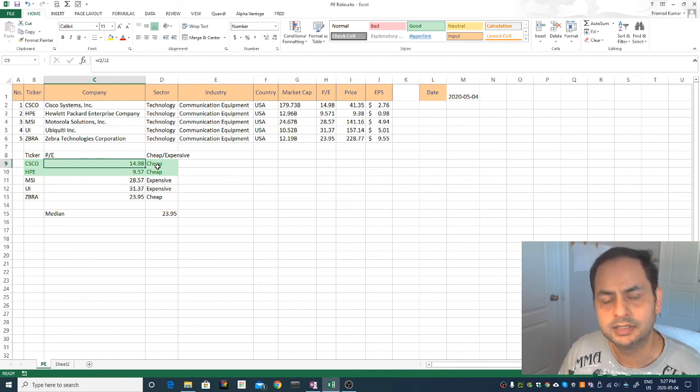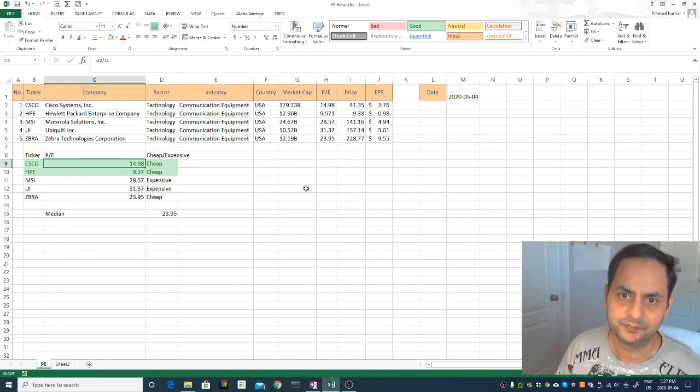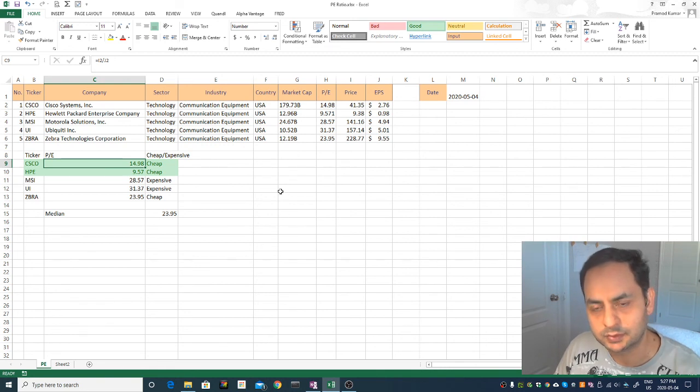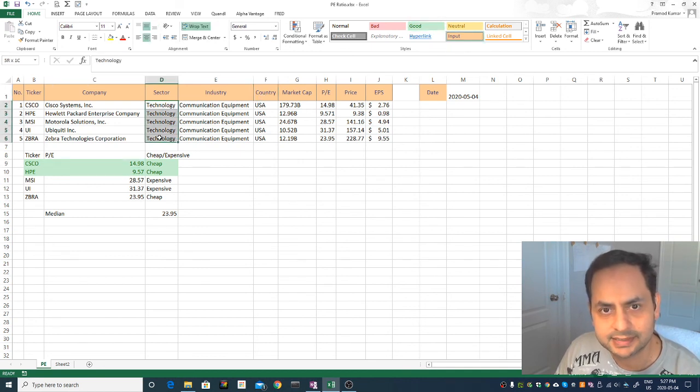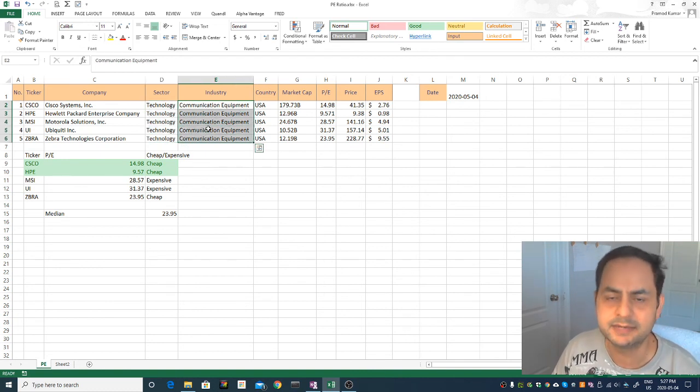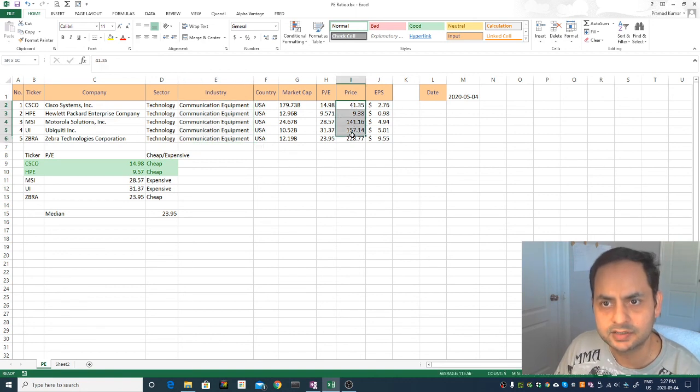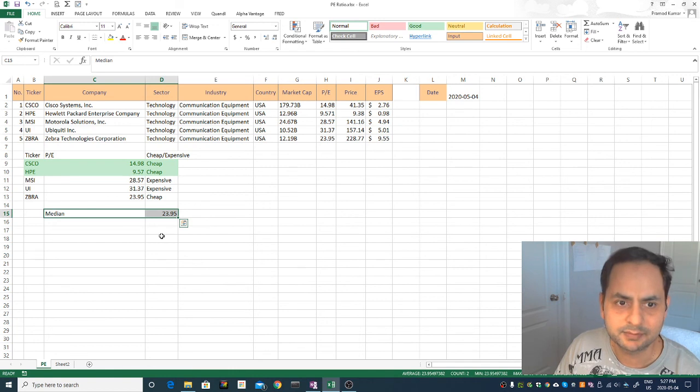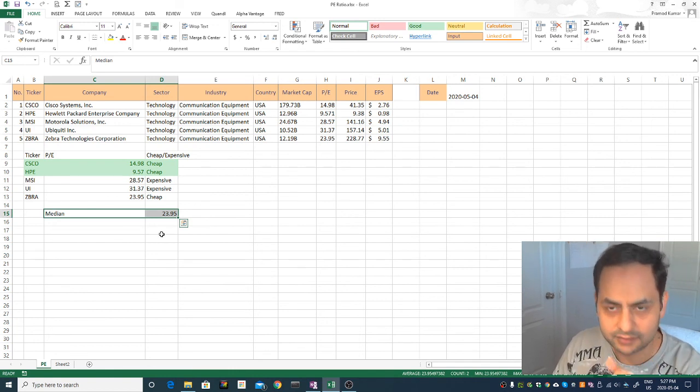And don't forget a couple of things which I mentioned, right? Make sure these are in the same sector at least, and if you can come up with the same industry, then it's better when you compare. The second thing is to make sure these are in the same currencies. If they're in different currencies, then you have to convert. Third thing is, you select the median as a benchmark, then it will be helpful.